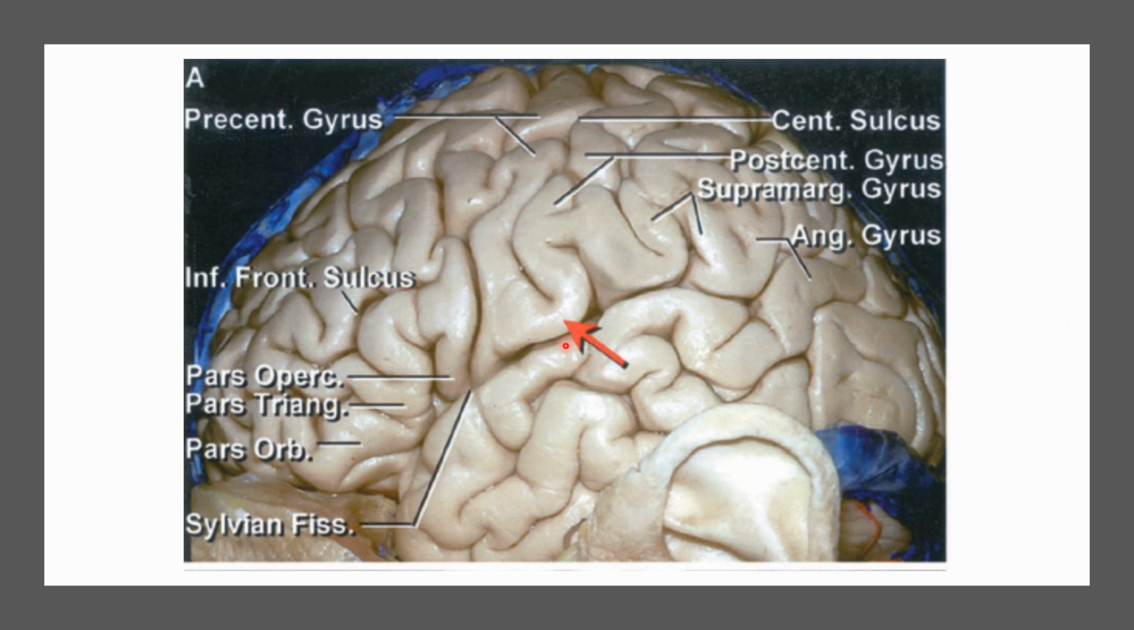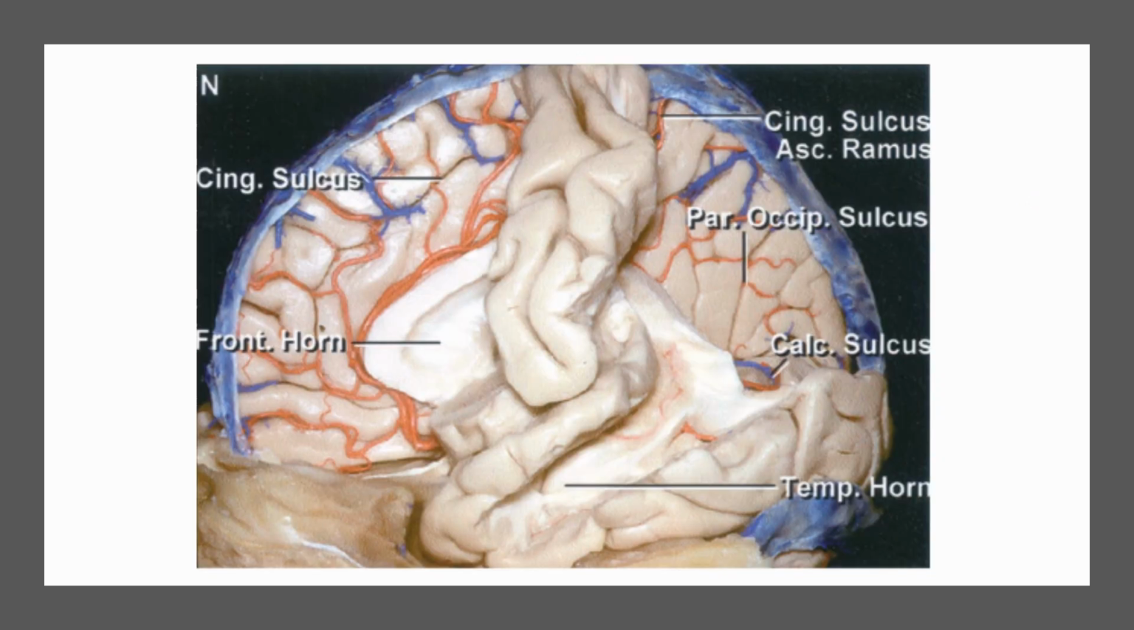Looking again laterally, we want you to appreciate the depth of the Sylvian fissure and how far it extends to the level of the pinna of the ear, and again the precentral gyrus, which is the motor cortex, and the central sulcus down to here.